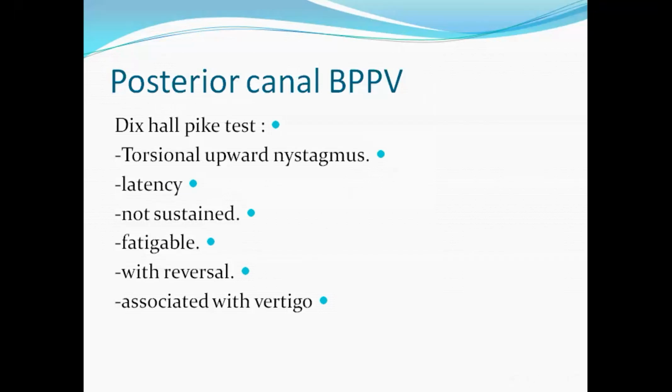Reversal means when the patient moves from the supine to the sitting position, you will see the reversal of the nystagmus, in which it becomes downbeating, torsional downbeating to the opposite side. Also, the most important characteristic is the association of vertigo. So the patient should have vertigo with this nystagmus. If the patient has this nystagmus without vertigo, usually this is not a peripheral cause. It could be a central cause.